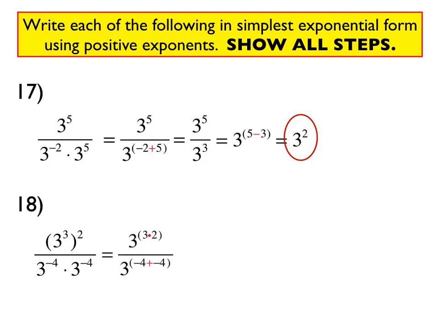So the numerator becomes 3 to the 6th. The denominator becomes 3 to the negative 8, because 3 to the negative 4 times 3 to the negative 4 is 3 to the negative 8 by adding the exponents. And then when we are dividing expressions with the same base, we subtract exponents. 6 minus negative 8 is 14. So that simplifies to 3 to the 14th.